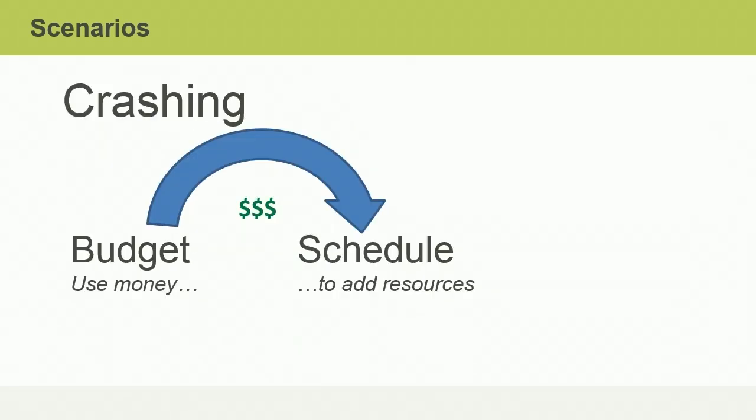Did you say crashing or fast tracking? In this case, crashing is the better of the two options. Crashing uses the available budget to add resources to scheduled activities, compressing the schedule and getting it back on track. Crashing can't be used on every activity, so it's up to the project manager and team to determine whether adding resources to this type of activity would reduce its duration.